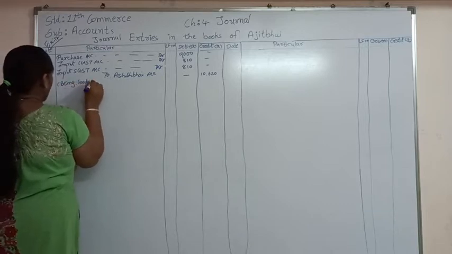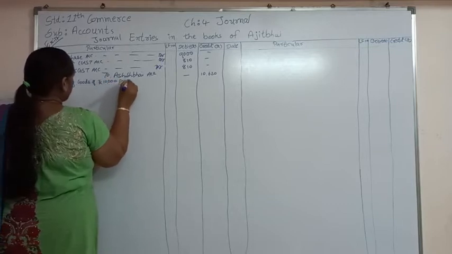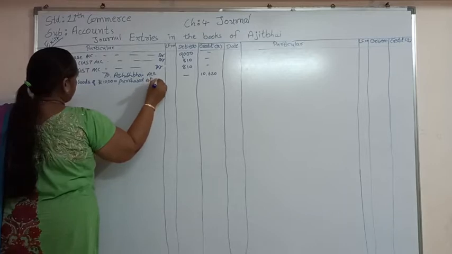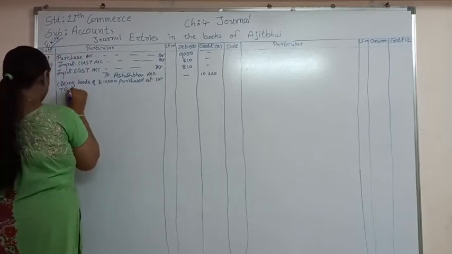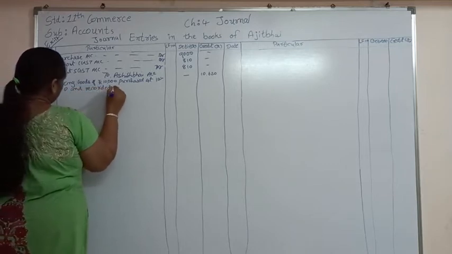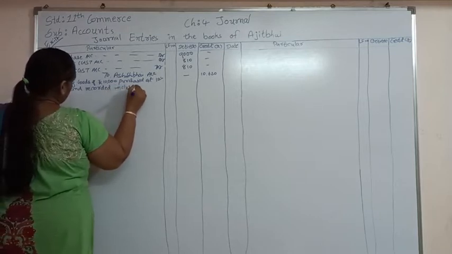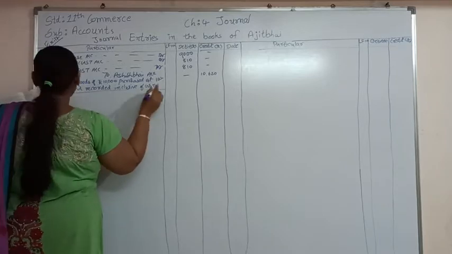Being goods of rupees 10,000 purchased at 10% trade discount and recorded inclusive of GST. So this was the first transaction.